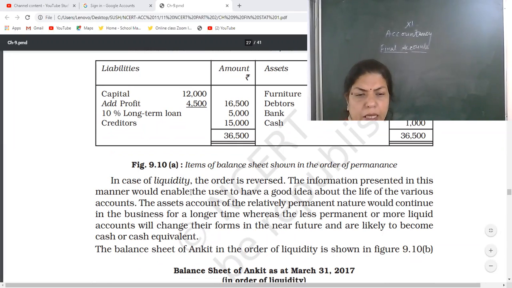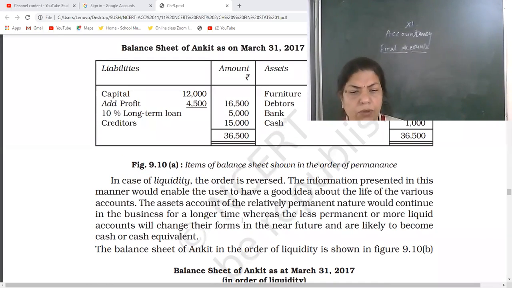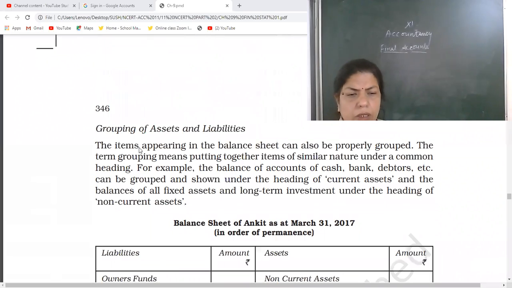The information presented in this manner would enable the user to get a good idea about the life of the various accounts. The asset accounts of a relatively permanent nature would continue in the business for a longer time, whereas the less permanent or more liquid accounts will change their forms in the near future and they will become cash or cash equivalent. So see here in this question.